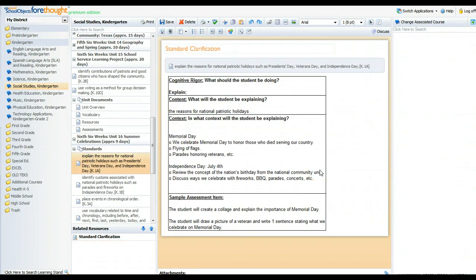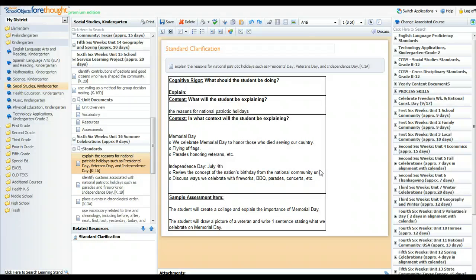We have explain the reasons for national patriotic holidays, and I have Memorial Day. We celebrate Memorial Day to honor those who died serving our country. There might be some confusion about this and Veterans Day. Remember, Veterans Day celebrates all veterans, but Memorial Day only celebrates those who have passed away while they were serving in the military. So you'll want to talk about that. Flying of flags, we have parades honoring them. We don't go to school for the day.